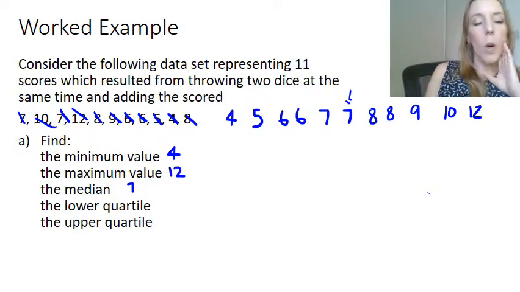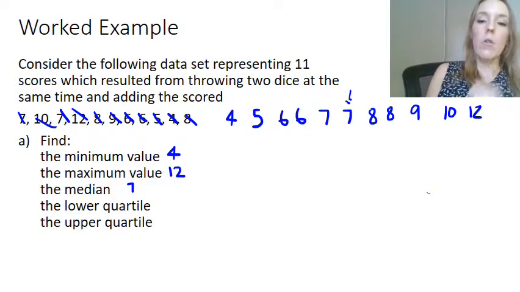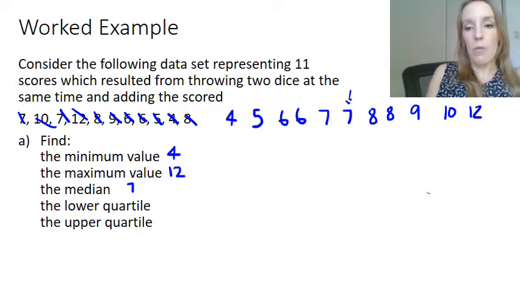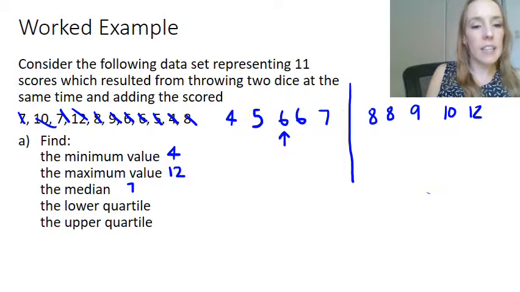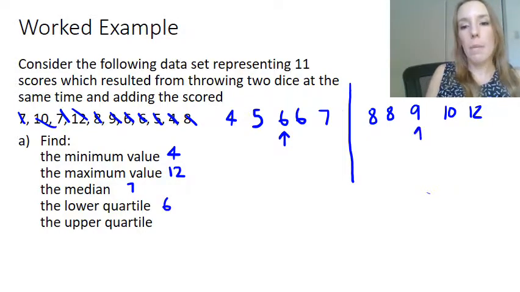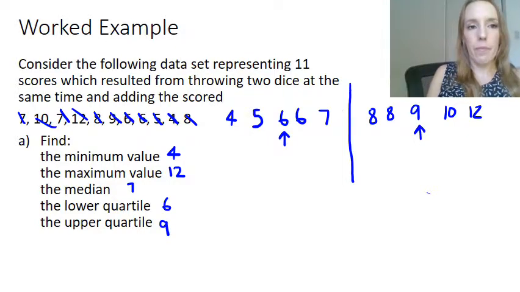So the lower quartile. Remember, to find the quartile, we have to divide the data in half. We already know there's an uneven amount, so we're going to remove the middle value, which is that 7, and divide it in half. Now, our lower quartile is the median of the lower half of the data. So the middle value of the lower half is 6. The upper quartile is the middle value of the upper numbers, which is 9. There we go. Next.